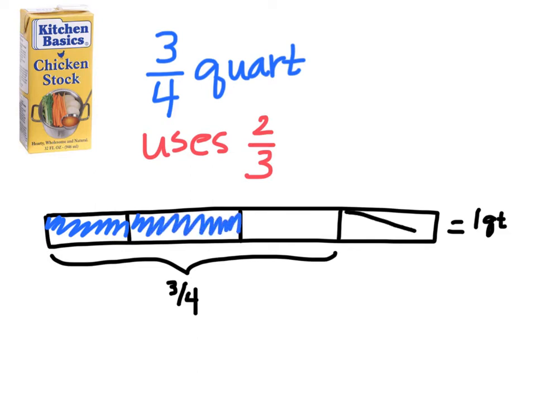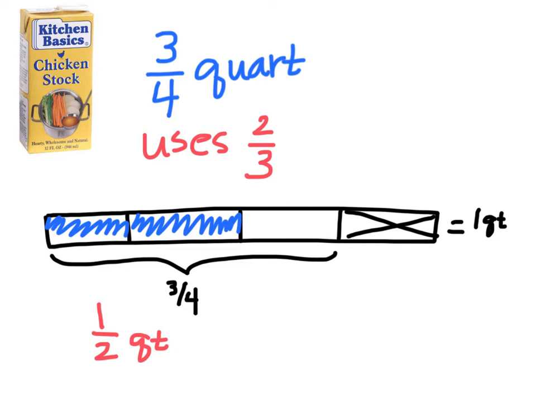I'm also going to write an X through here to show that we don't actually have that chicken stock. It's part of our full quart, but it's not part of our quantity that we're considering. So how much does Maurice use to make his soup? He uses 1/2 of a quart. See where I'm getting that number?